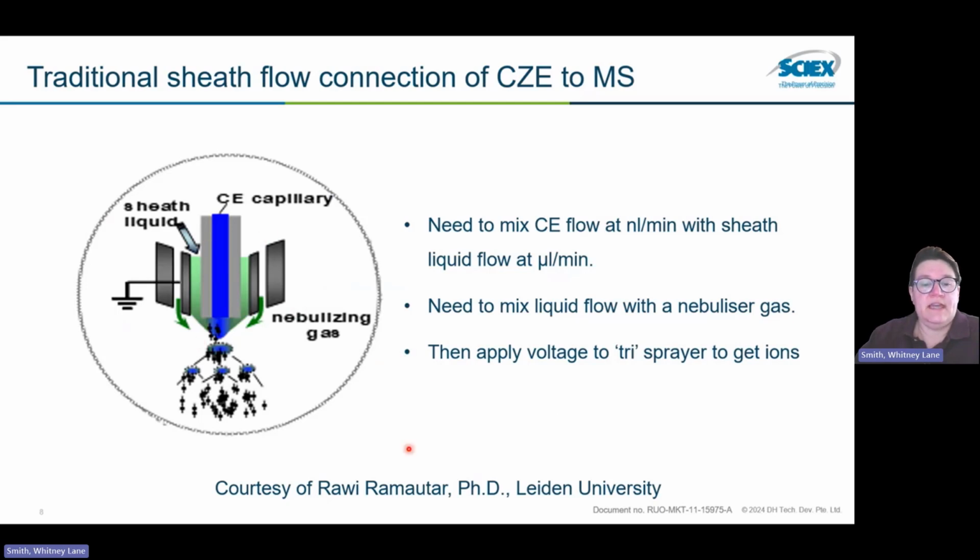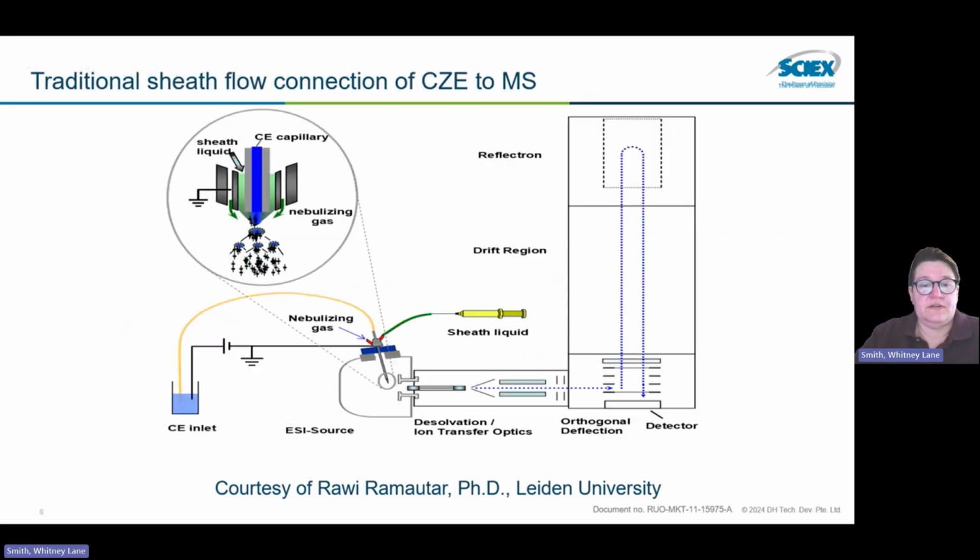So when all of this comes together, you get a spray with a typical Taylor cone, but there are some disadvantages. So the sheath liquid needs to be optimized, not only the composition of the sheath liquid, but the flow rate of the sheath liquid needs to be optimized for each separation. So it is a little bit more work to get the best separation that you can, but there are also some advantages.